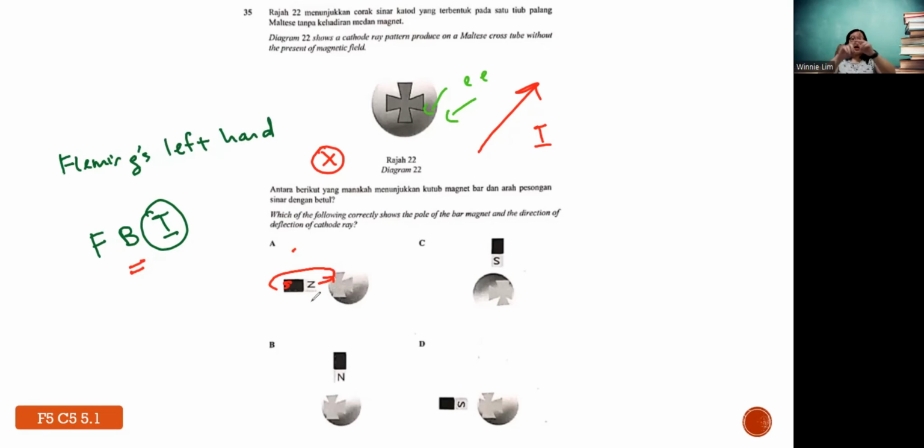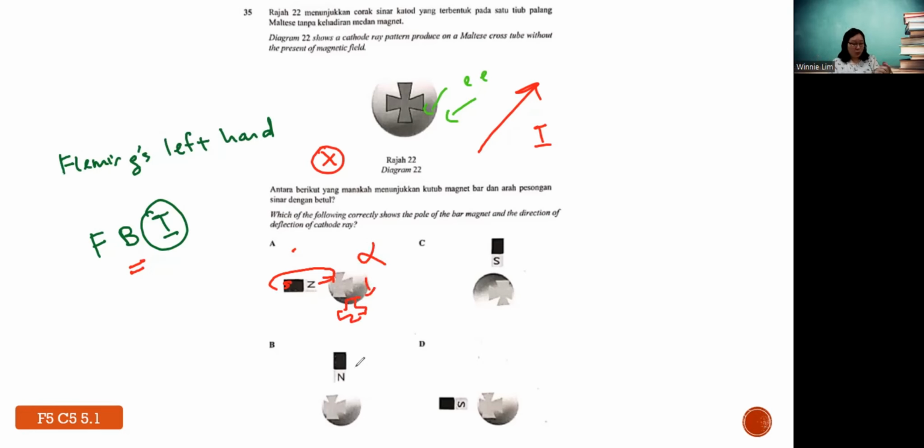FBI. By right for this diagram, my current is into the screen, like I told you, because the cathode ray shoots up, so my current is in the opposite direction. Then the magnetic field is toward. Where is my thumb? My thumb is downward, so the cross shifts downward. That's why A is not the answer.